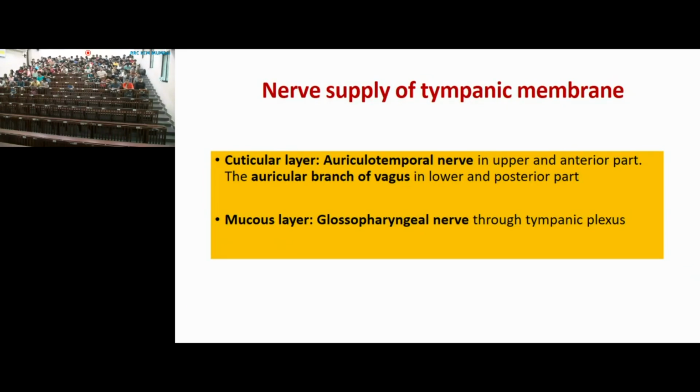Is it clear? The blood supply and nerve supply. Can anyone revise the blood supply of the tympanic cavity? Which arteries? Deep auricular, anterior tympanic and stylomastoid branch of the posterior auricular. Venous drainage: the outer layer of the tympanic membrane drains into the external jugular vein, and the inner layers drain into the transverse sinus and the pterygoid plexus. And the nerve supply we have already seen.